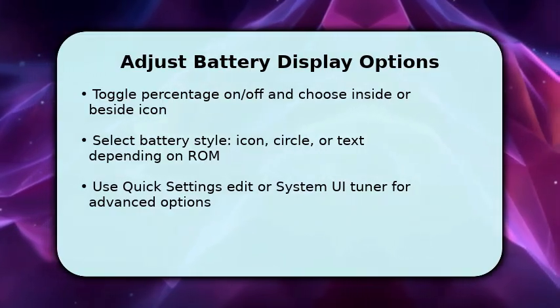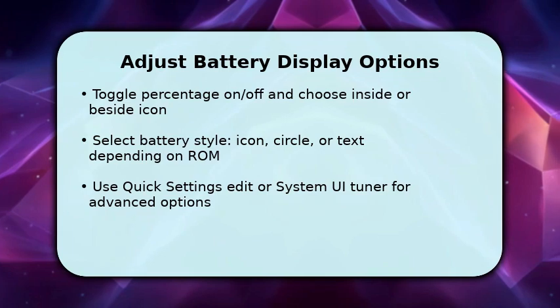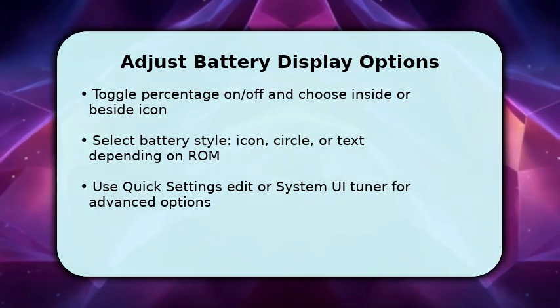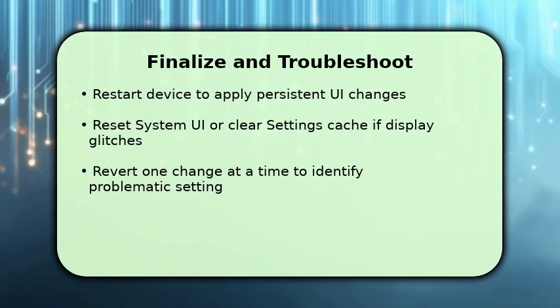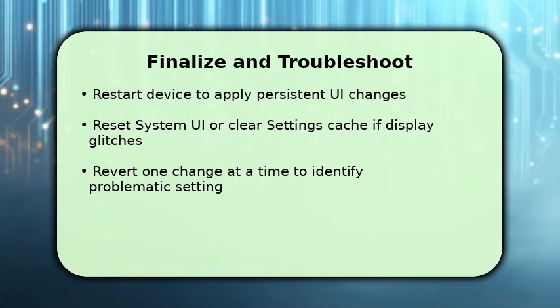Make sure to apply each change and observe the status bar so you can compare readability, and you finish by saving changes and restarting the device to ensure the new battery display persists across reboots. This step fixes transient UI quirks.